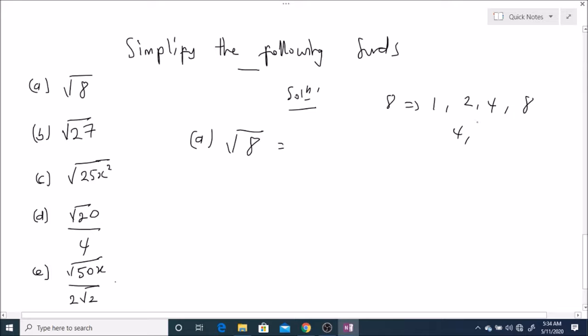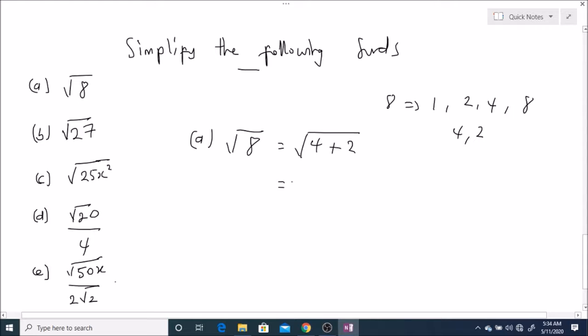Then you also choose another number that when you multiply by 4, you get 8. That is 2. That's 4 times 2 is 8. Hence, you rewrite the root of 8 as root of 4 times 2.